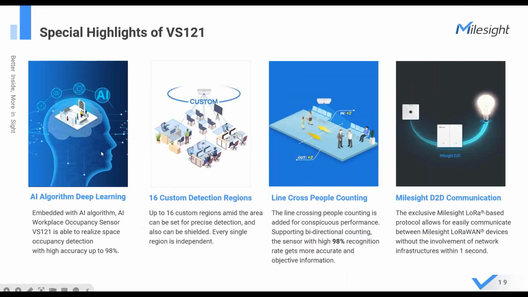As we talked about before, the VS121 occupancy sensor is integrated with AI deep learning technology with an accuracy of up to 98% and can be enhanced with continuous deep learning. For VS121, it also provides the option of 16 customized regions for more precise detection. Due to the independence of each region, those regions are able to detect and trigger alarms individually. So it can satisfy special application demands to truly accomplish customization.